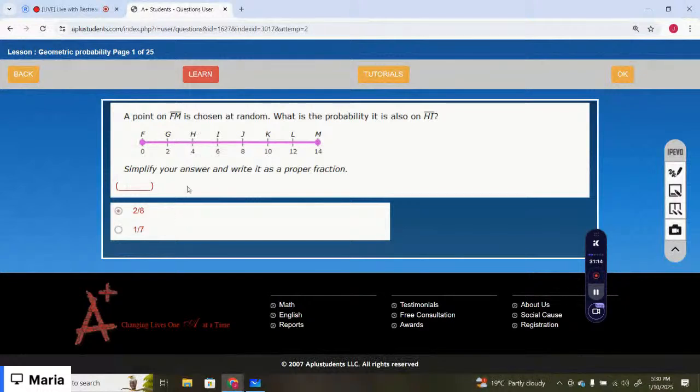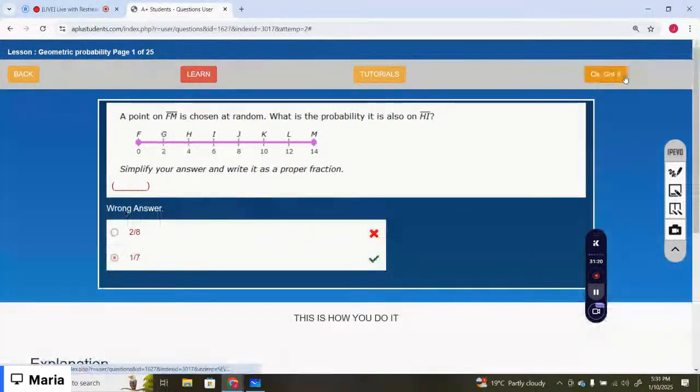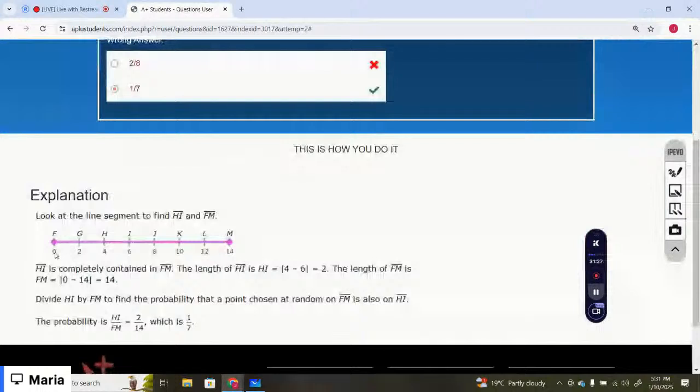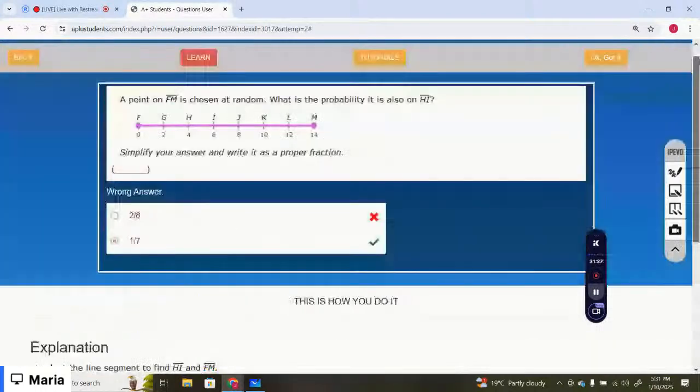The difference between H and I, 6 minus 4, is 2, and that is 2 over 8. It is 1 over 7 because that is 2 over 14. Yes, the length of FM is 14, right? And the length of HI is 2, that is 2 over 14. So that is 1 over 7. Option number 2 is the correct option.